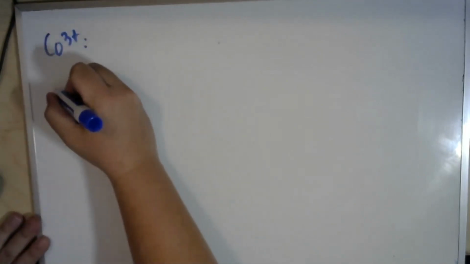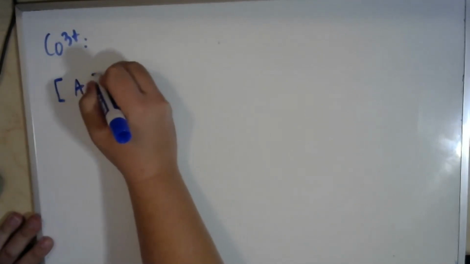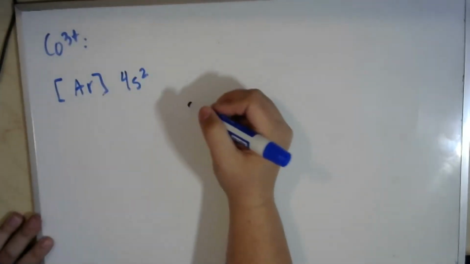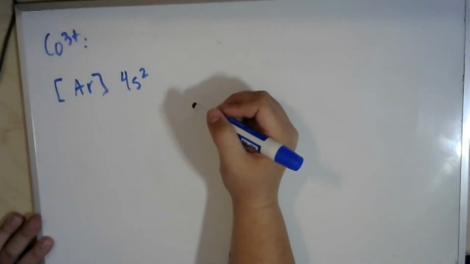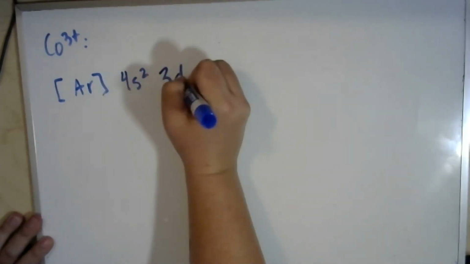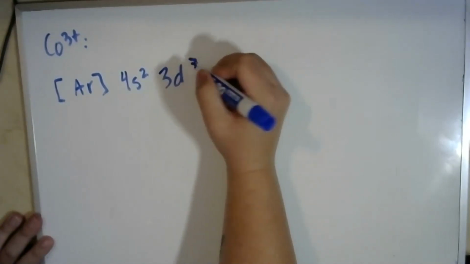Okay, so again, when I do this, I start out by writing the neutral configuration first, and cobalt is element 27. So that's going to be Ar, and then it's going to be 4s2, and then 1, 2, 3, 4, 5, 6, 7, 3d7. Right, 1, 2, 3, 4, 5, 6, 7. Okay.